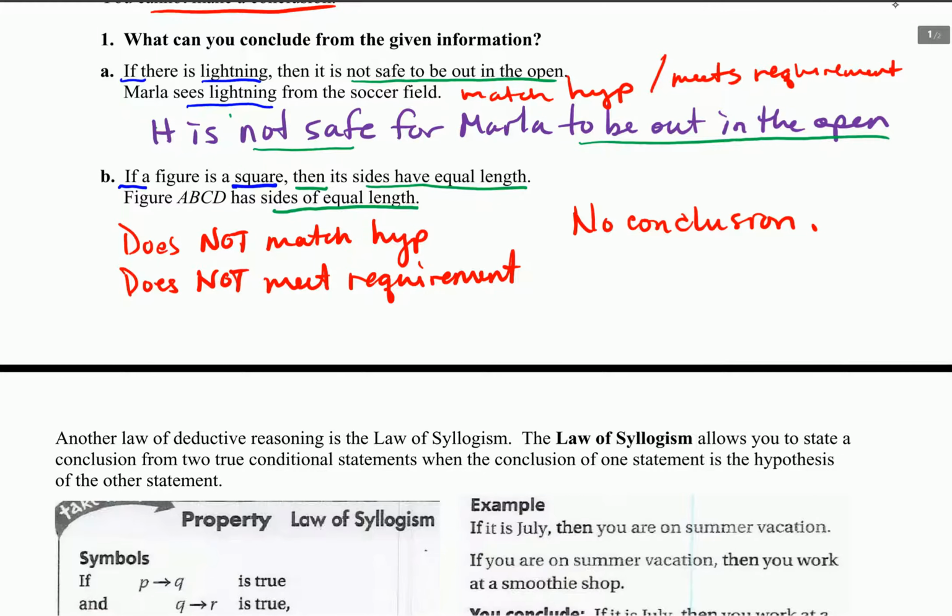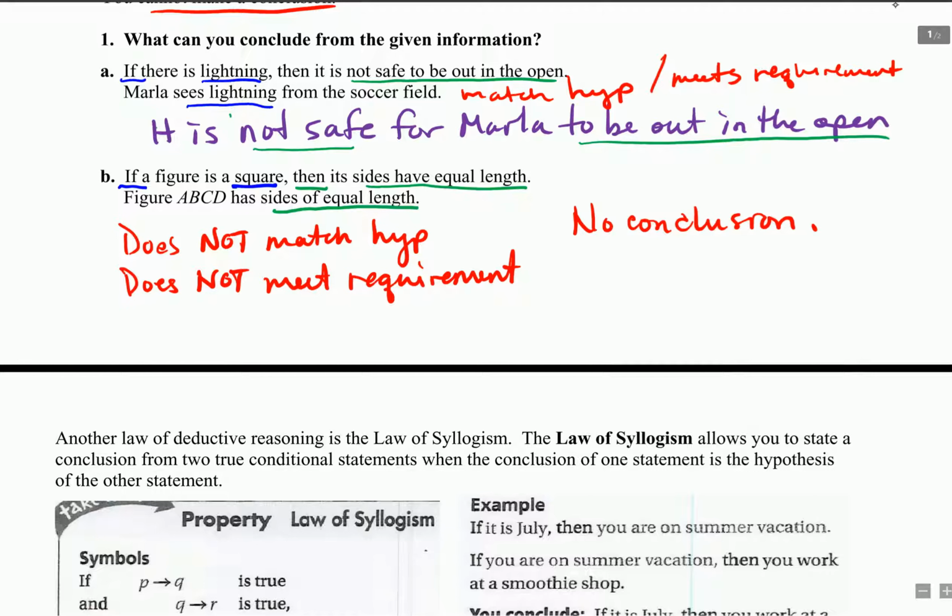Number B. If a figure is a square, then its sides have equal length. The requirement is the figure is a square. Our second statement says figure ABCD has sides of equal length. Do we meet our requirement? No, our requirement is that it's a square. That is not met. We don't match our hypothesis. We don't meet our requirement.